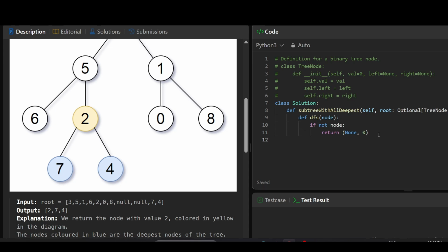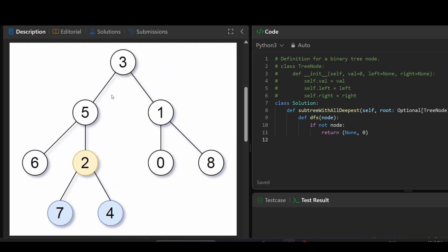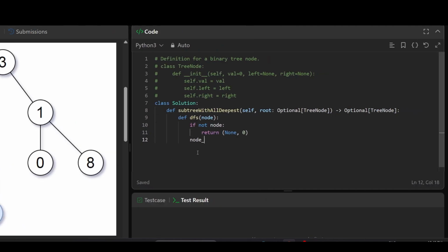Okay, so here's where we start. When you start from 3, you recursively find all the nodes to the left and also all the nodes to the right. So how do we do it? Left node and left height equal to DFS of node dot left. Same way you're doing it to the right: right node and right height equal to DFS of node dot right.